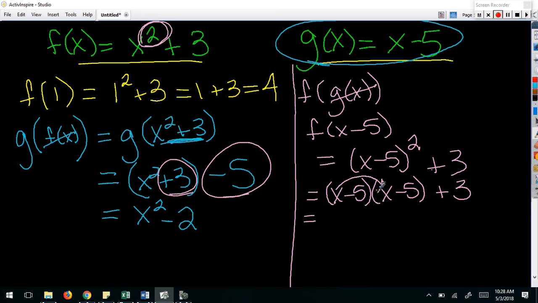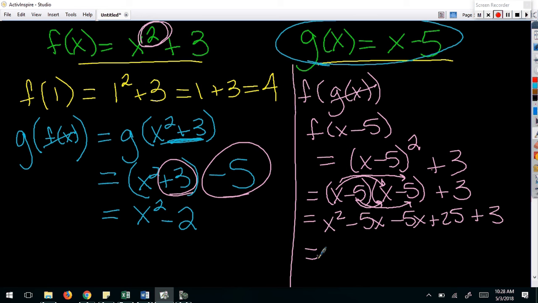You distribute the FOIL. x times x is x squared. When in parentheses there's something with a plus or a minus in the middle, you know to FOIL. Yep. Minus 5x, plus 25, and then I got the plus 3 on the end. Alright, let me count. The 5x terms are both negative, so what's negative 5 and negative 5? Negative 10. And then 25 and 3 is 28.